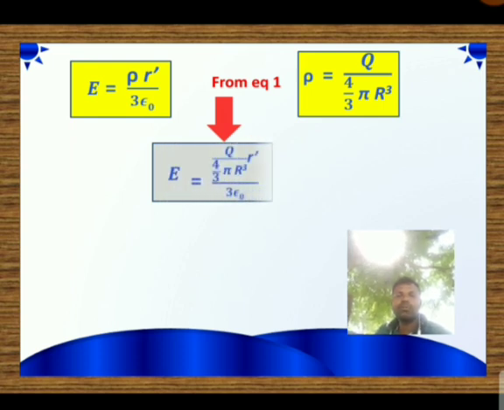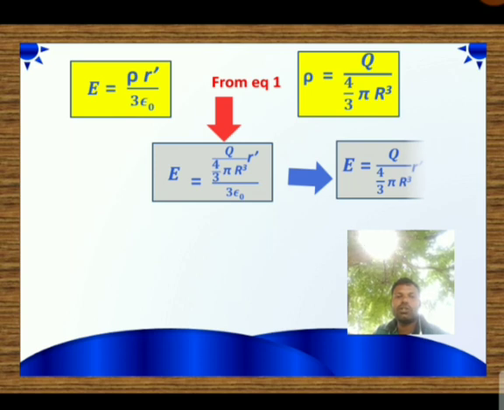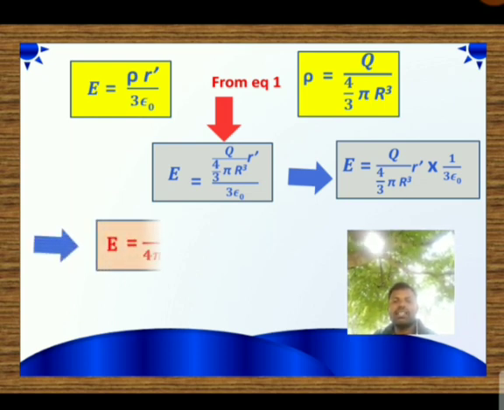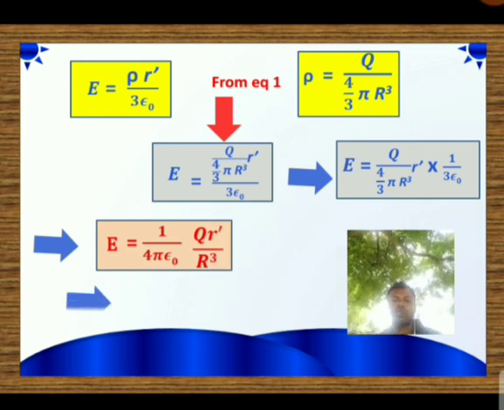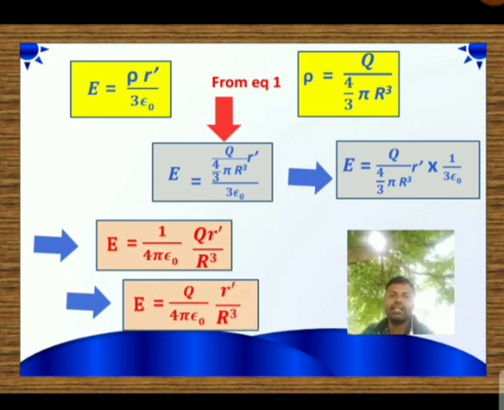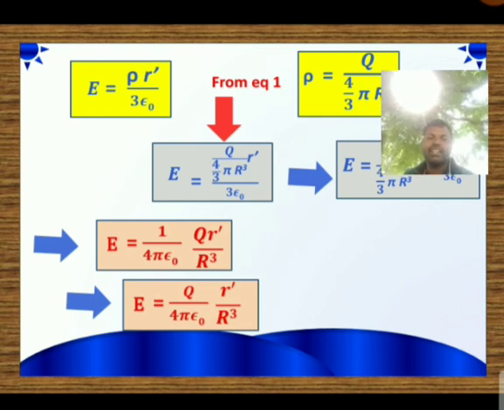E is equal to Q by 4 by 3 pi r cube into r prime by 3 epsilon naught. If I simplify that, E is equal to Q by 4 by 3 pi r cube into r prime into 1 by 3 epsilon naught, because fraction by fraction, below fraction you have to invert it. Then if I simplify that, what will I get? E is equal to 1 by 4 pi epsilon naught q r prime by r cube. This is the electric field intensity inside the sphere.